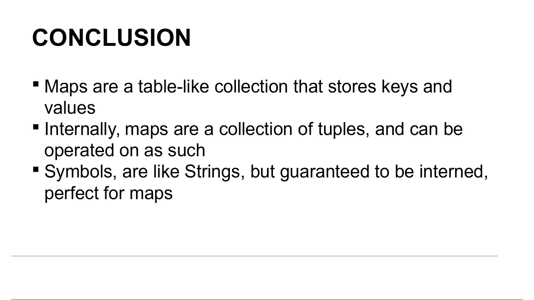Maps are table-like collections that store keys and values. Internally, maps are a collection of tuples and can be operated on as such. Symbols are like strings but are guaranteed to be interned, and this makes them perfect for maps, particularly keys.